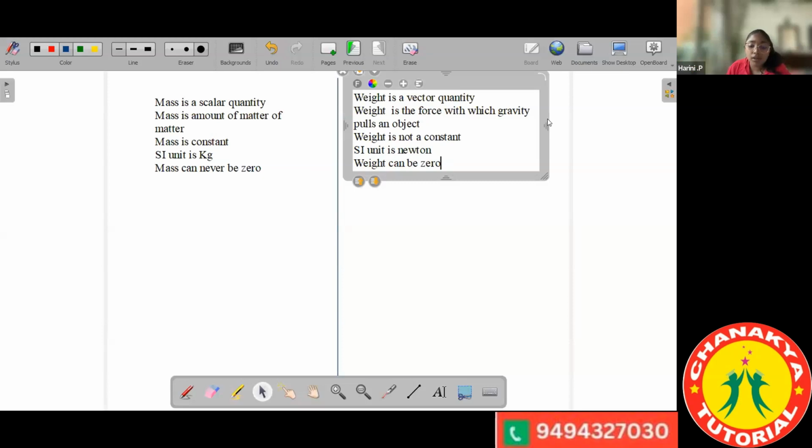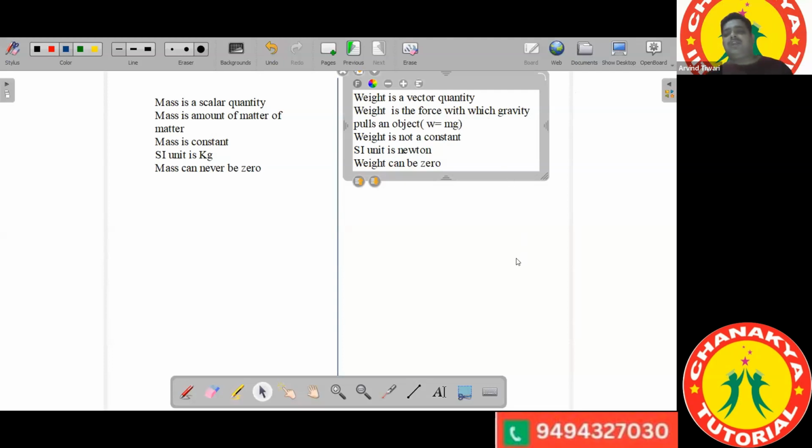So can we write the formula, sir? Okay, so we write the formula also. Weight is not constant. Weight is the force with which gravity pulls an object. And here we can write that weight is equal to mg. Right? This is the formula.